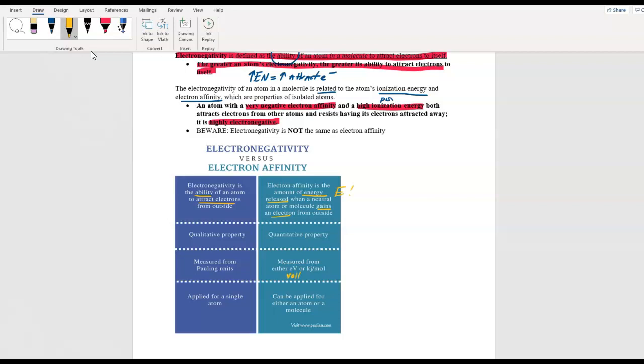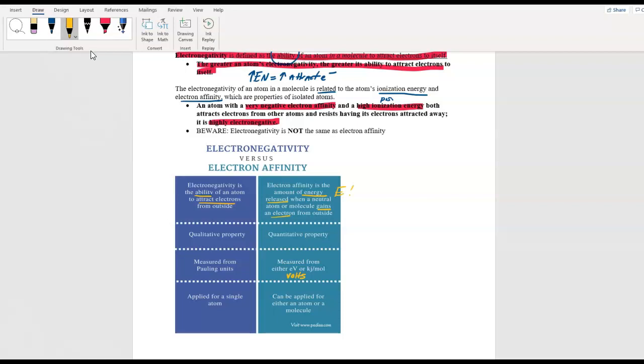And I'm just going to put that on there because you're going to see that word coming in chapter 20. But this is a measuring system. Okay? It's by a scientist named Linus Pauling. And over here, it's applied to a single atom, and it can be applied to an atom or a molecule.